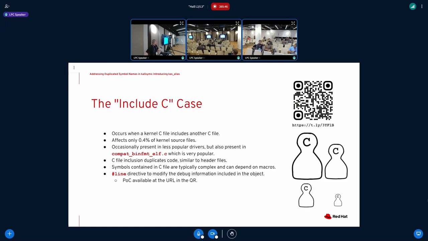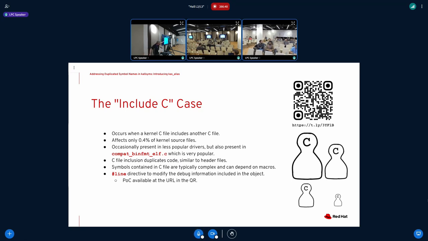So the trick here is to use the #line directive and change the debug information according to the same macro that changed the function. So you have a function whose content depends on a symbol, and you use the same exact symbol to change the debug information. For example, to add a tag to notify that that symbol is different from the other, the original one and the compat one. Using this, you may differentiate also in this case, but you need to change the source code of the compat binfmt_elf.c, sorry.